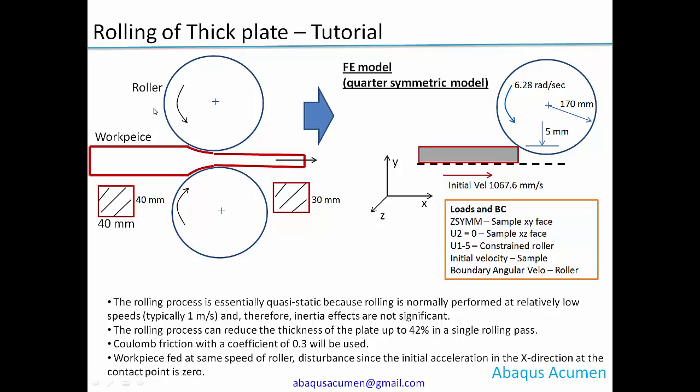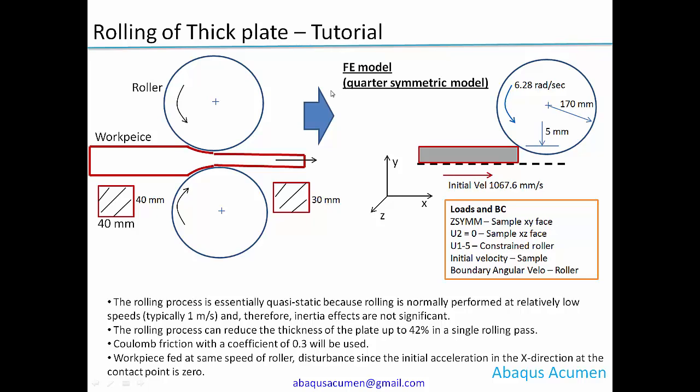Just to give a quick recap, we have two rollers, and this is what we call a rolling stand, and the workpiece is fed from one side, having a cross section of, for this example, 40 by 40 millimeter. Once it goes through this rolling stand, it obviously gets rolled, and in the end we are expecting the thickness is reduced to 30 millimeter, and of course there will be some spreading of the material in the other direction as well.